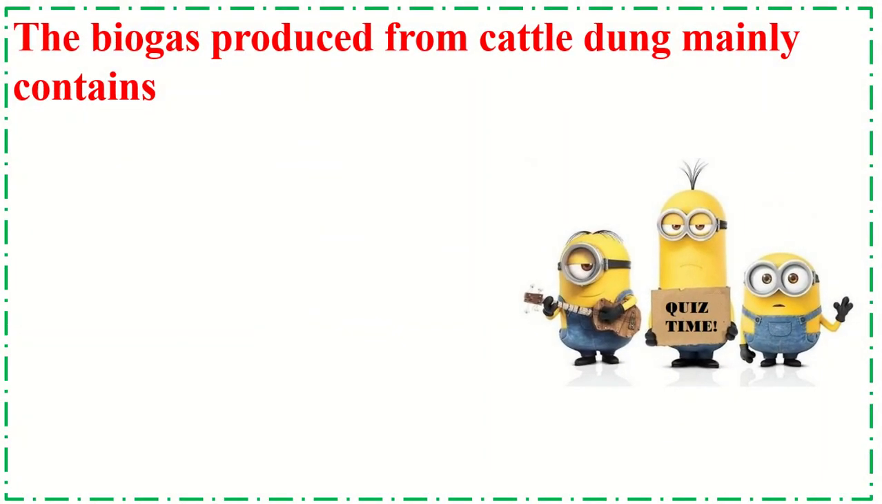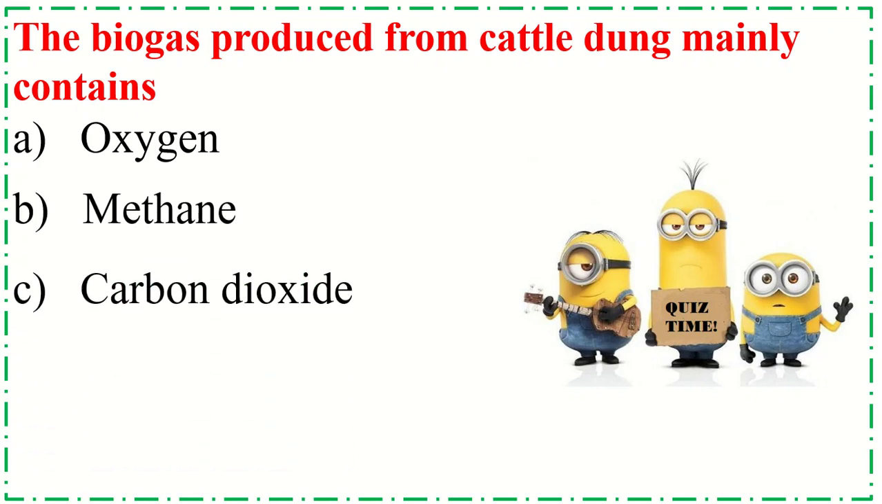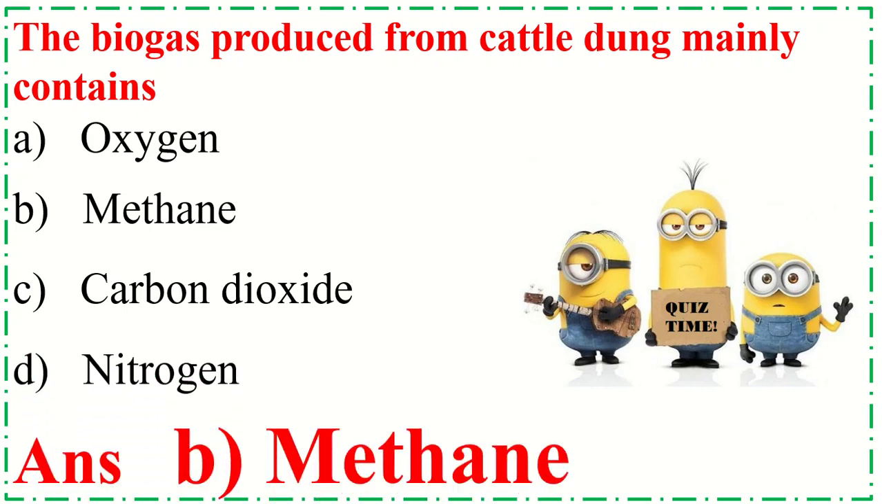The biogas produced from cattle dung mainly contains: option A, oxygen. B, methane. C, carbon dioxide. D, nitrogen. Correct option is B, methane.